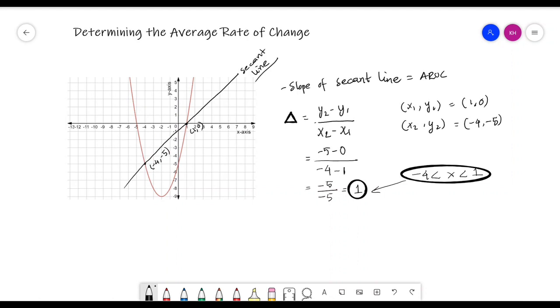So that's pretty much it. It's a simple formula, y2 minus y1 over x2 minus x1, that you could use in order to find the slope of any secant line. All you need is 2 different points.